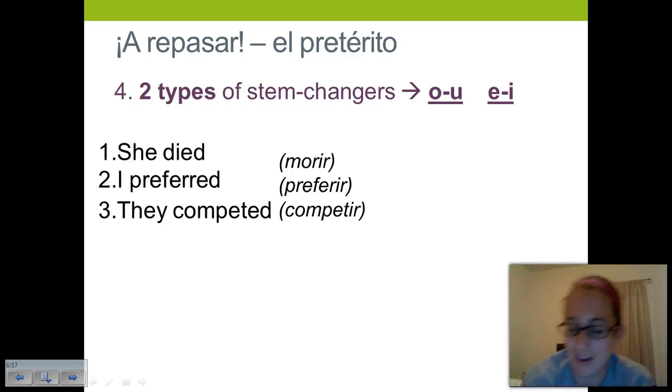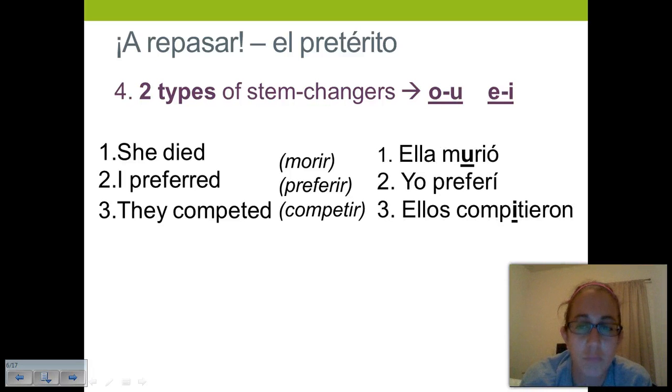Okay, let's see how you did. She died, murió. We have a stem change because we're in the ella and usted form. No stem change in yo preferí because we're not in the ella and usted form. And ellos compitieron would indeed have a stem change because we are in the ellos, ellas, and ustedes conjugation.